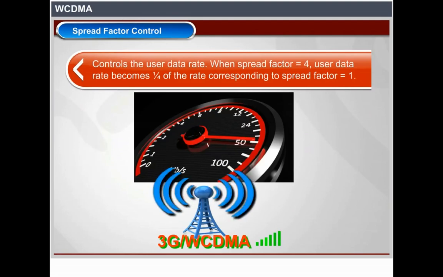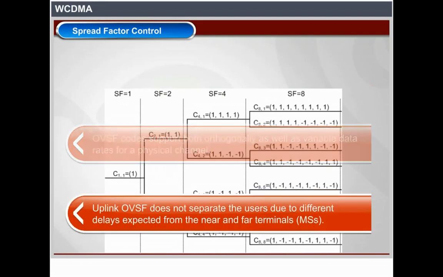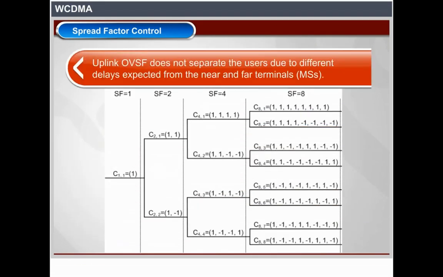When spread factor is equal to 4, user data rate becomes 1/4 of the rate corresponding to spread factor equal to 1. OVSF codes support both orthogonality as well as variable data rates for a physical channel. Uplink OVSF does not separate the users due to different delays expected from the near and far terminals MSs.